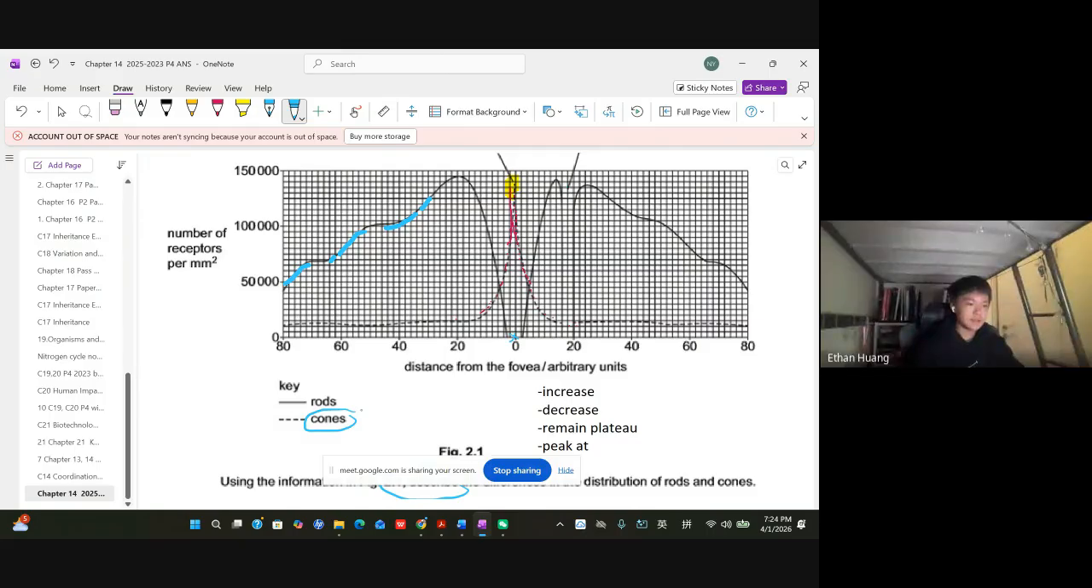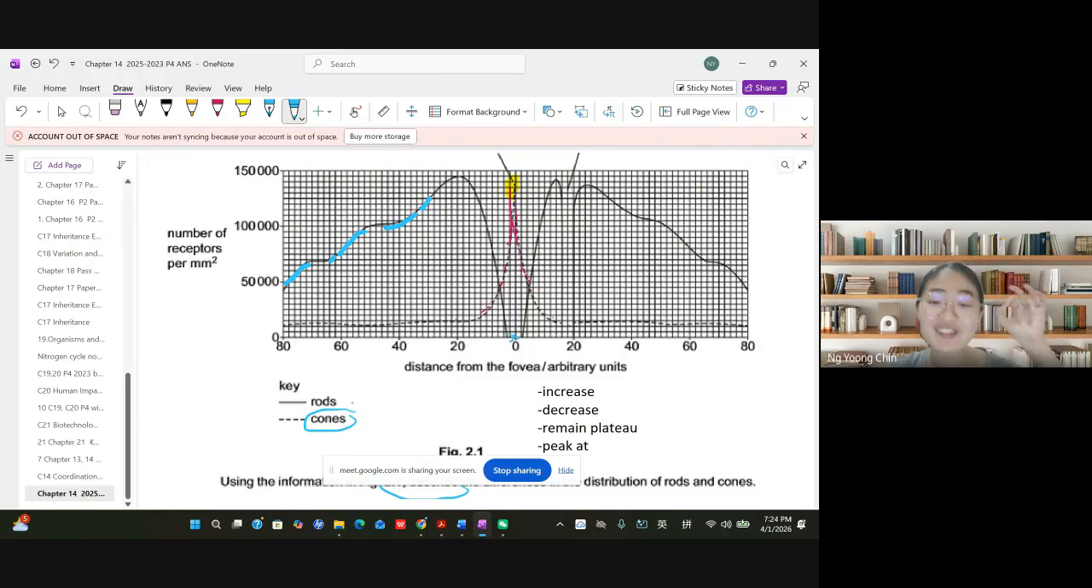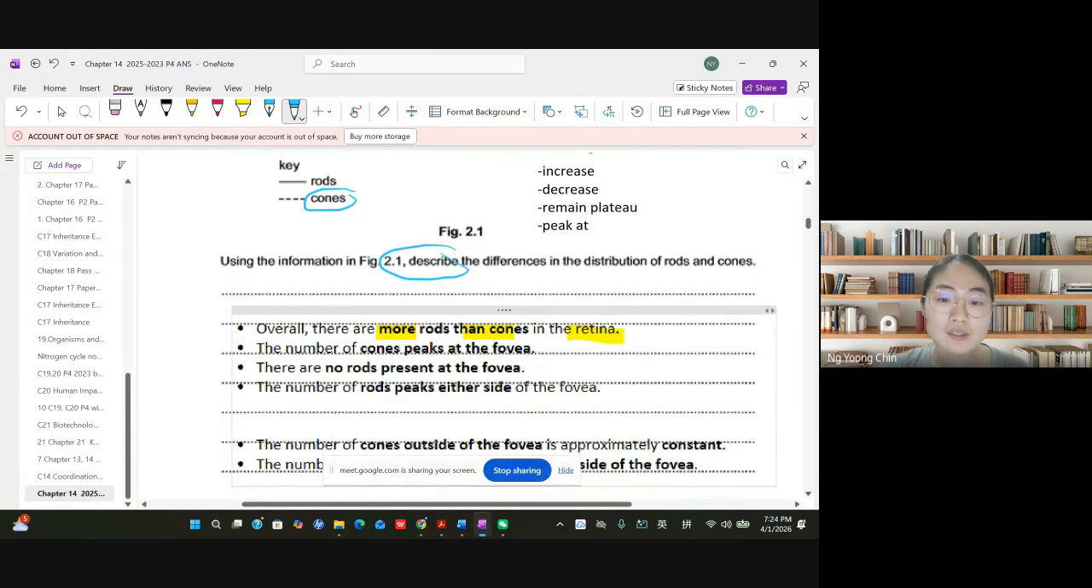High light intensity. Yes, well done. Okay, rods are for low light intensity. So whenever you go to the toilet in the middle of the night, you cannot see the light, but you can still sense the surroundings. That is because of the rods, since rods are very sensitive to low light intensity. So you can say that the number of cones peaks at the fovea.